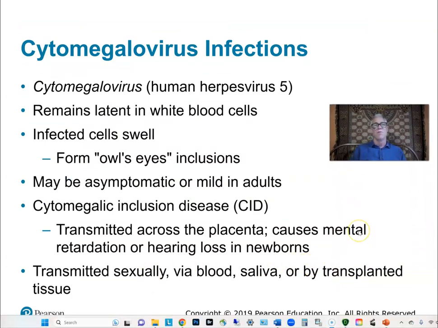Cytomegalovirus, human herpesvirus 5, is another one that infects the majority of the population. It's again asymptomatic in most people. It causes infected cells to swell and form so-called owl eyes inclusion. Let's take a look in the microscope at the characteristic look of the white blood cells. Unfortunately, CMV, even though it doesn't cause severe disease in the host, can be transmitted across the placenta and cause very severe developmental problems in the fetus, in the nervous system.